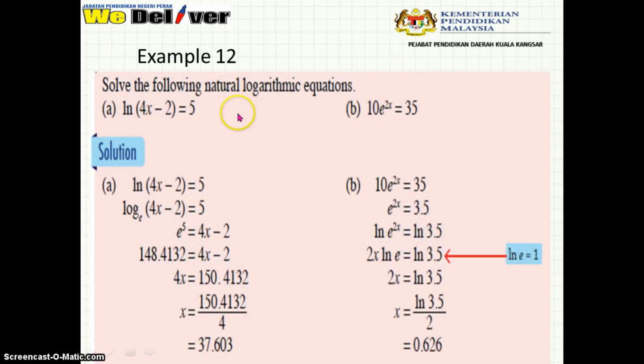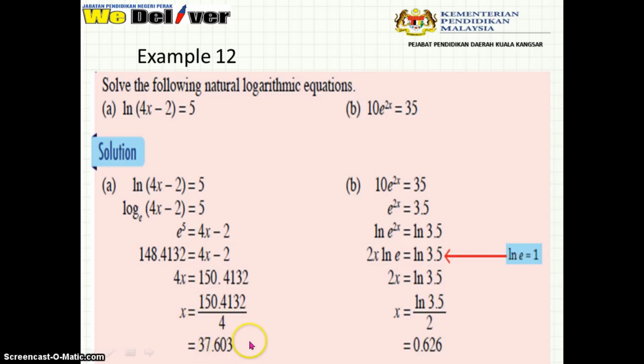Okay, example 12, solve the following natural logarithmic equations. A: ln(4x minus 2) equals 5. So ln is log base e. So we cancel the log, the e shifts to the right hand side: e to the power of 5 equals 4x minus 2. Press the calculator, e to the power of 5 equals 148.4132, equals 4x minus 2. So minus 2 shifts to the left hand side, equals 150.4132, and then divide by 4, we can get the answer.